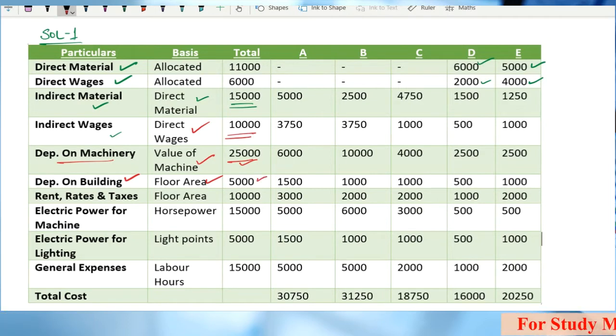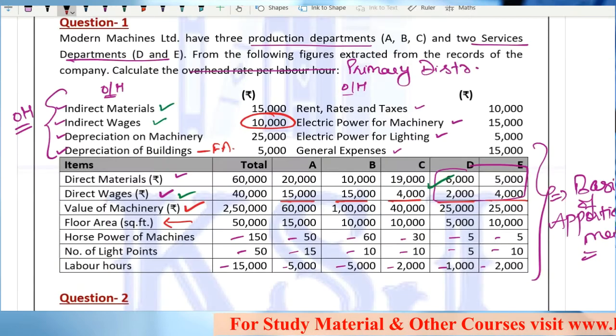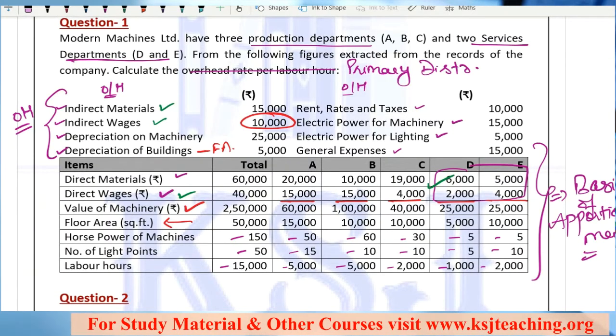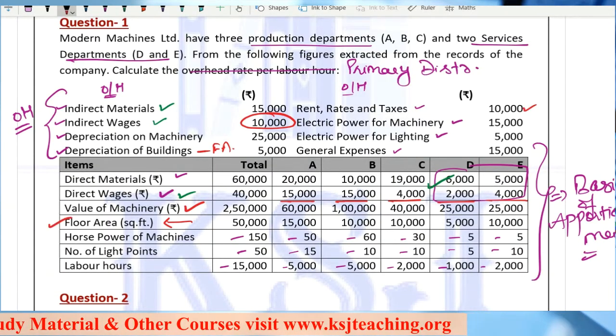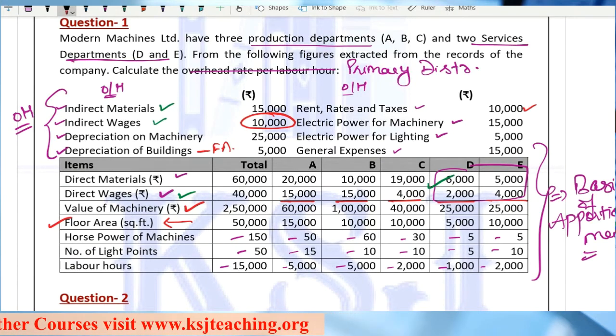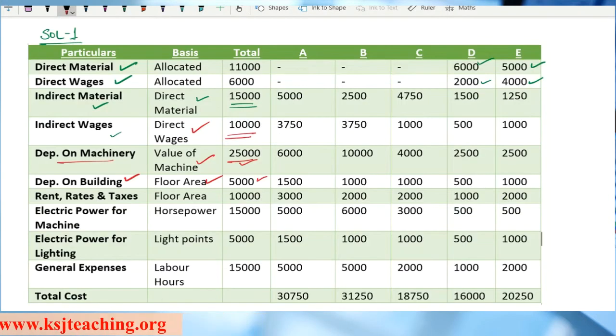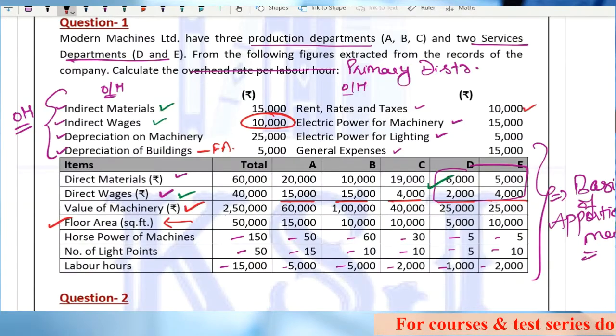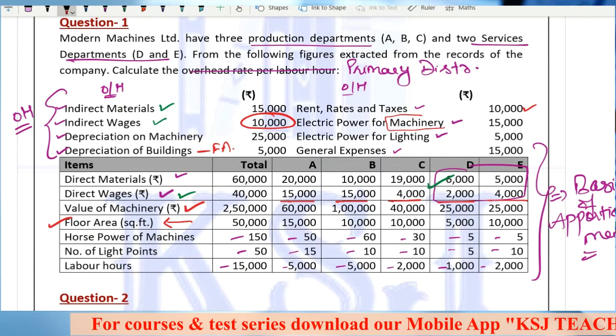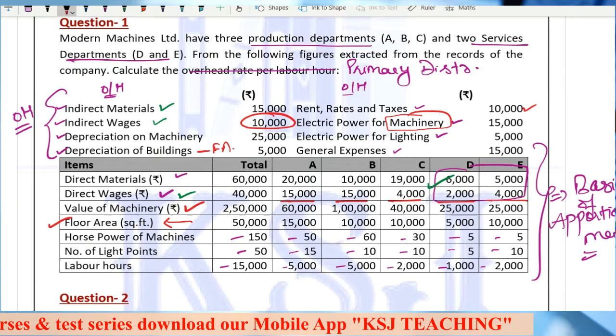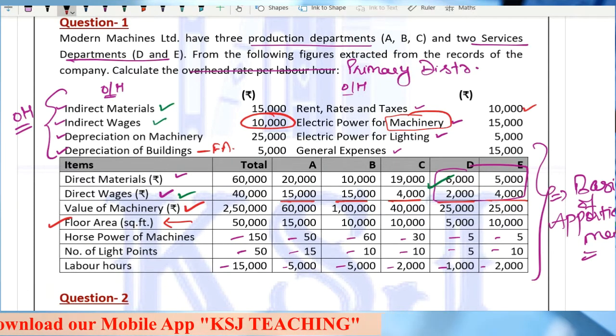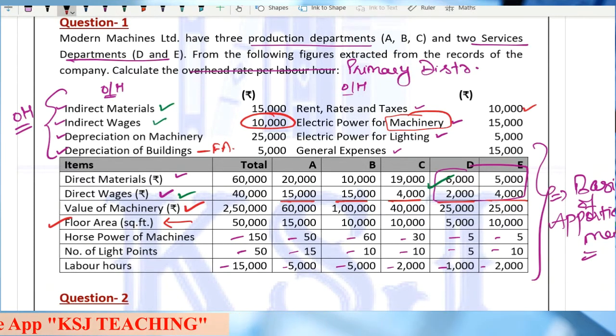Total is 5,000 and distributed in the ratio of floor area. Then rent, rates and taxes 10,000 again on the basis of floor area. Any doubt? Right? Total is 10,000 distributed in the ratio of floor area. After this, electric power for machinery. Be careful what it is given. It is saying electric power for machinery and there is electric power for lighting also.